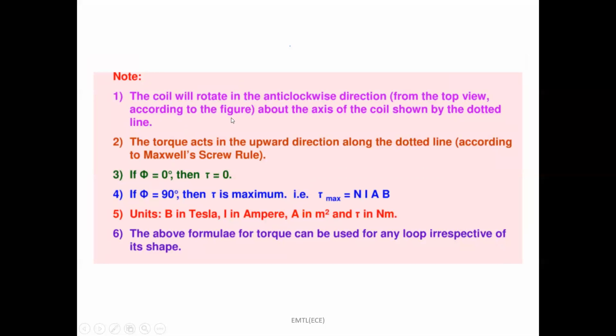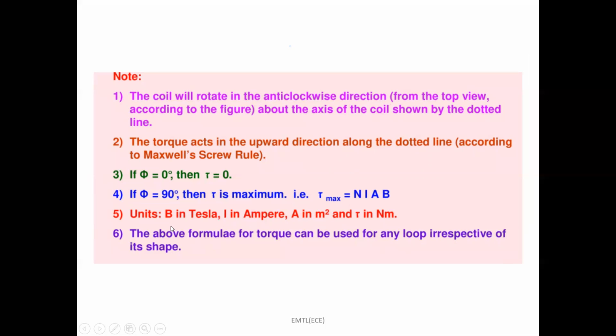Now the important note on this concept is that the coil will rotate in the anticlockwise direction about the axis of the coil, as shown by the dotted lines in the figure. Now the torque acts in the upward direction along the dotted line. If phi is equal to 0, then sin 0 is 0, and automatically the torque becomes 0. If phi is 90, then we get the maximum torque, whose value is equal to NIAB.